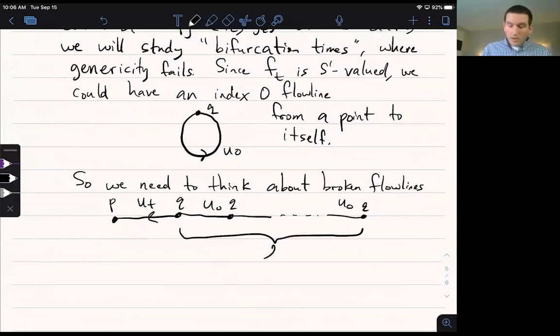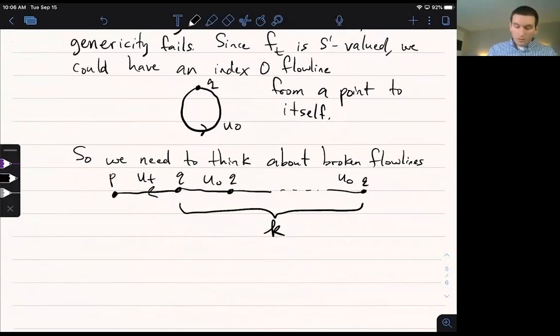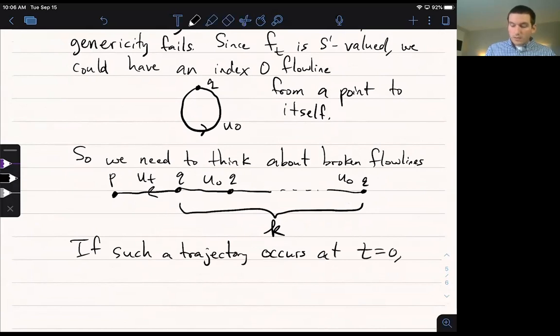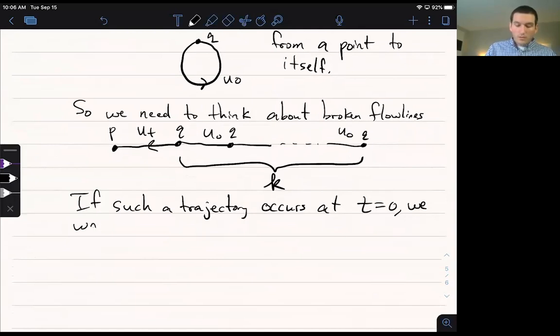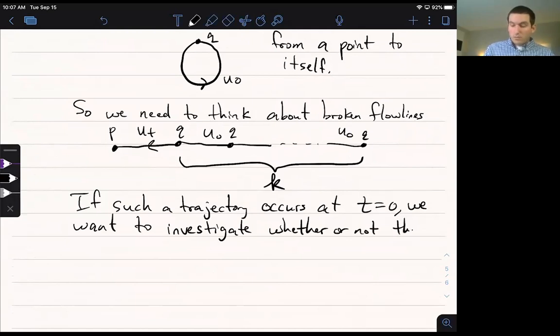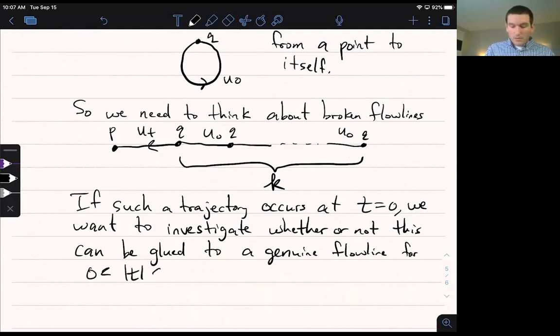So the idea is that some configuration like this shows up at this bifurcation time where genericity fails, and we want to know whether we can glue. So I'll actually write that down. If such a trajectory appears at say t equals 0, we want to investigate whether it glues. So we want to look at whether it glues on one side, for t very small and negative, or maybe it glues for t very small and positive, or maybe both. This is something we want to investigate today.